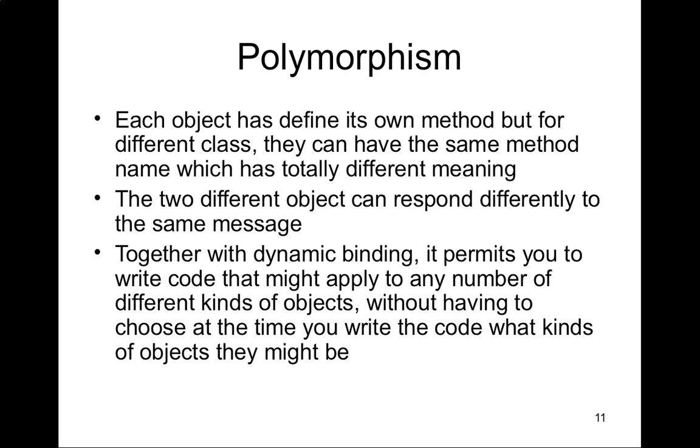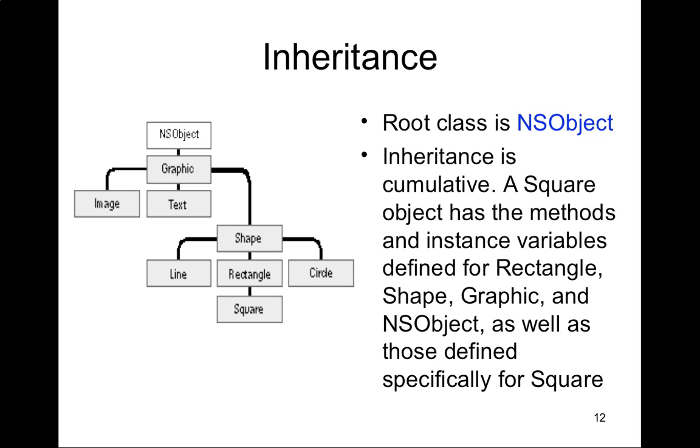So together with dynamic typing, it permits you to write code that might apply to any number of different kinds of objects without having to choose at the time that you're writing the code what object type you're actually using.